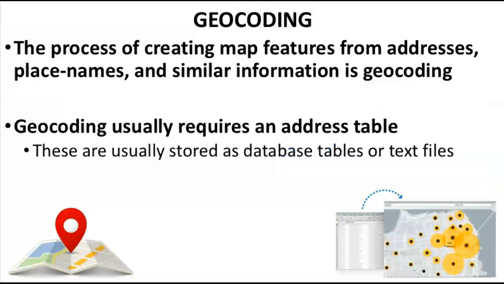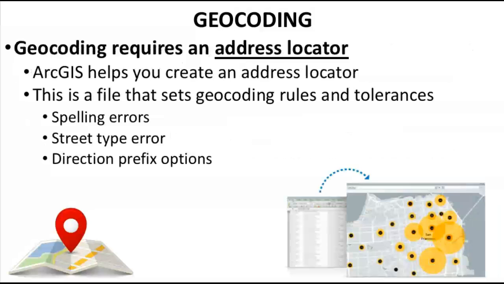Geocoding usually requires an address table, and these address tables are usually stored as a database file or as a text file. Geocoding requires an address locator, and one of the advantages of GIS software is that you can create an address locator with GIS. The address locator is the file that sets geocoding rules and tolerances. For example, it can help you control spelling errors. It can help you redefine the type of street that you're looking for, as well as direction prefixes within your address table.